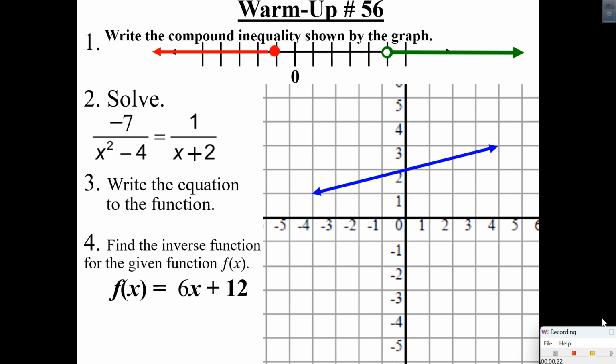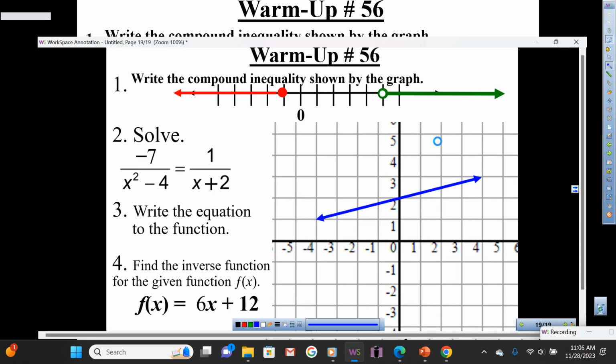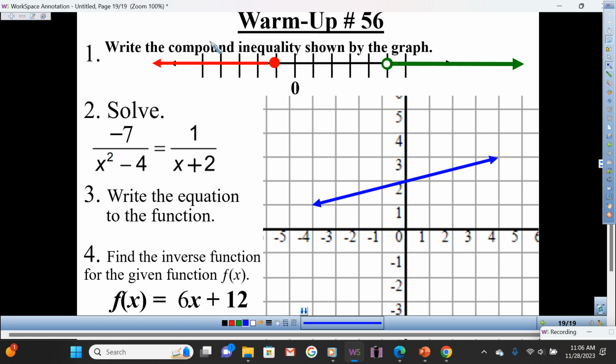All right, let's go over the warm-up really quick. For the sake of time, I'm going to go over this one just to make sure we finish it expeditiously. Oh, like that word, right? Expeditiously. It says compound inequality. What do you guys notice? They don't intersect, so what kind of compound is this? Or.